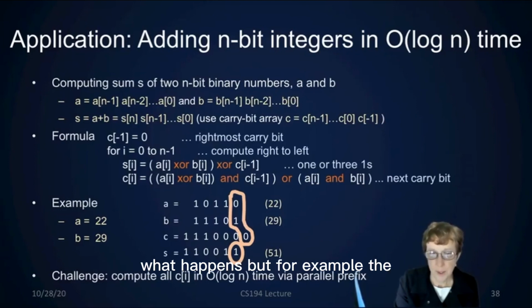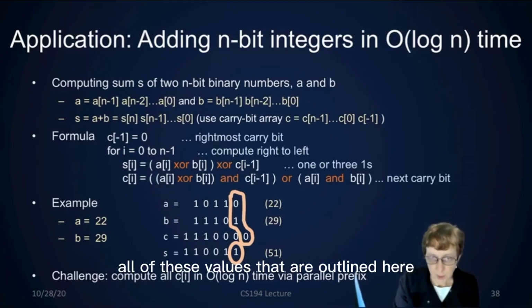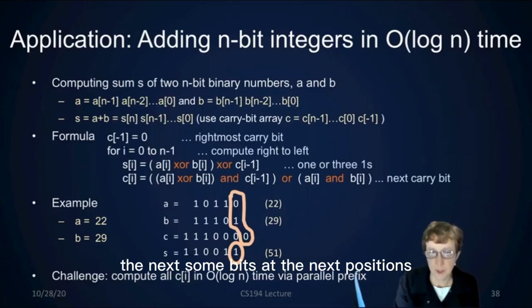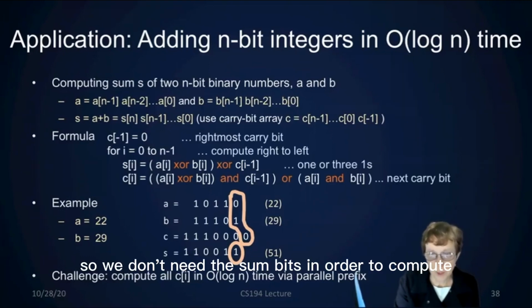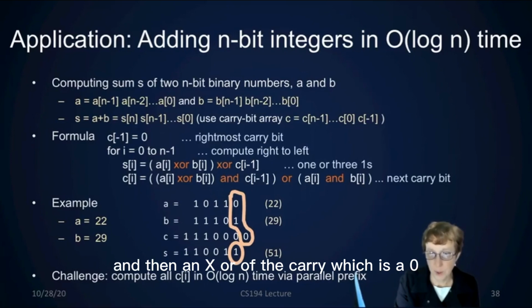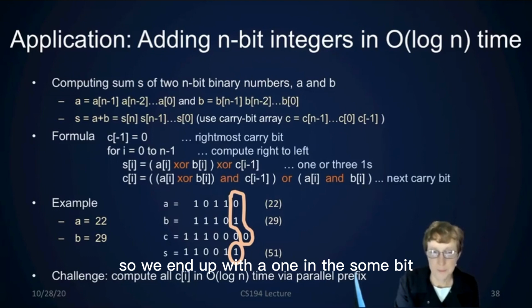But for example, we're looking at all of these values that are outlined here in order to compute the next carry bit and the next sum bits at the next positions. To compute the output here, the 1, which is the 0th position, S sub 0, we're taking an XOR of A_i and B_i, so that's a 1, and then an XOR of the carry, which is a 0, so we end up with a 1 in the sum bit.